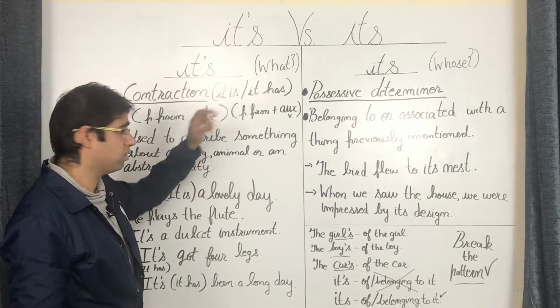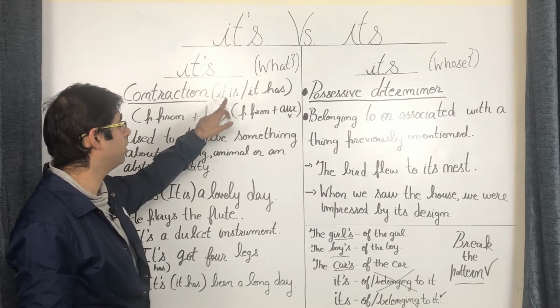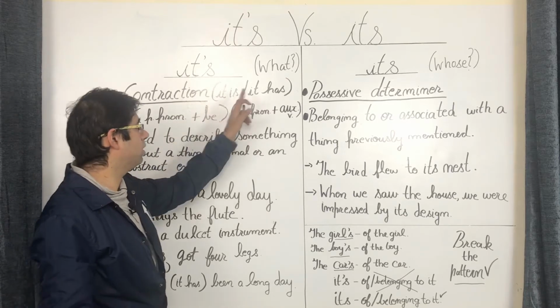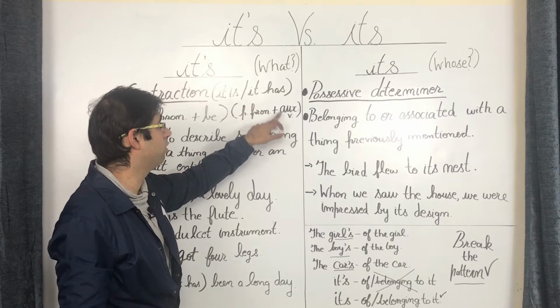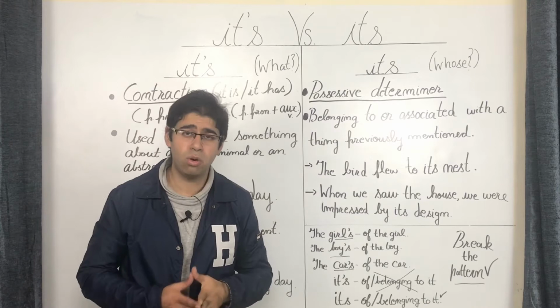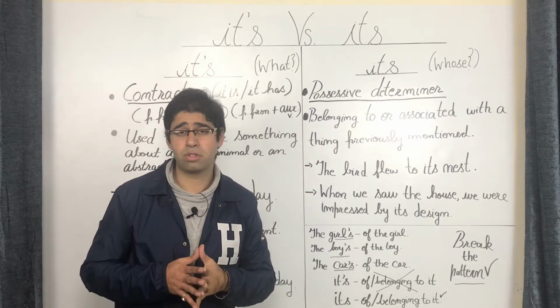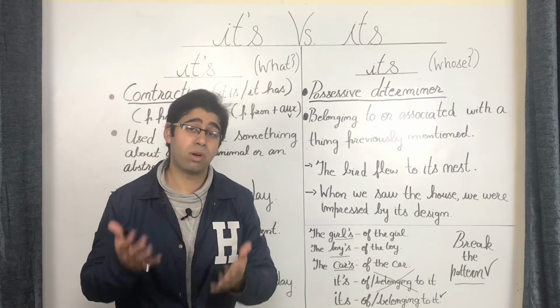So you've got it is, which is essentially the personal pronoun it clubbed with the form of be, which is. You've got it has, which is the clubbing of the personal pronoun it with the auxiliary verb has. And this brings me to the usage. Now, since you've already come to know that it's with the apostrophe ends up meaning it is, we use it to describe what things are.